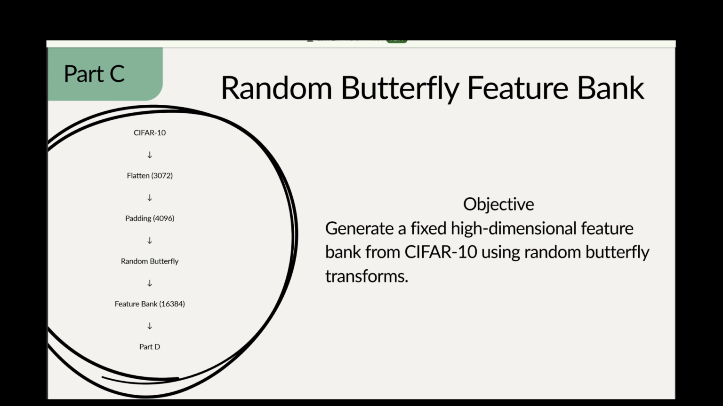Okay, so I'm Posse, and my task is random butterfly feature bank. Instead of training butterfly matrices, we use a fixed random butterfly transform to generate high dimensional features from CIFAR 10 images. These features will then be used by the attention-based feature selector in Part D.